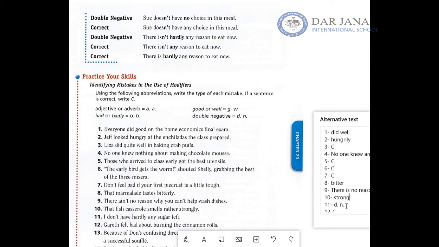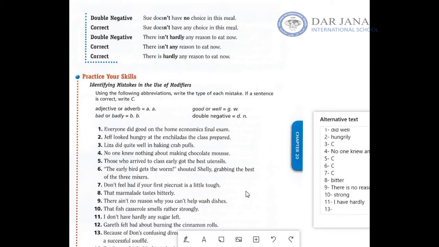The next one, number 11, the problem is in the use of double negatives. I don't have hardly any sugar left. I don't have any sugar left, or I have hardly any sugar left. The next one is correct.